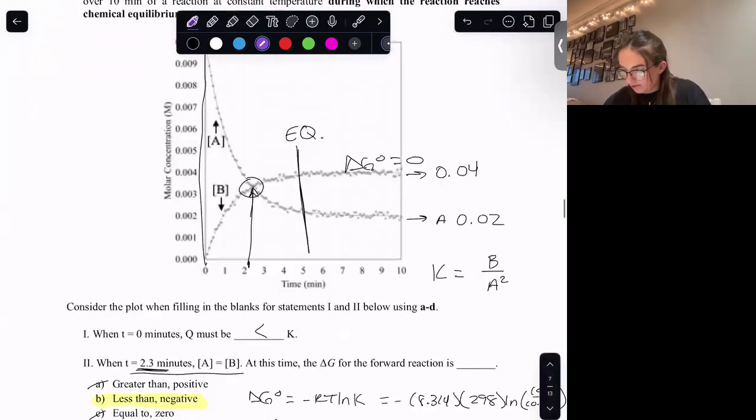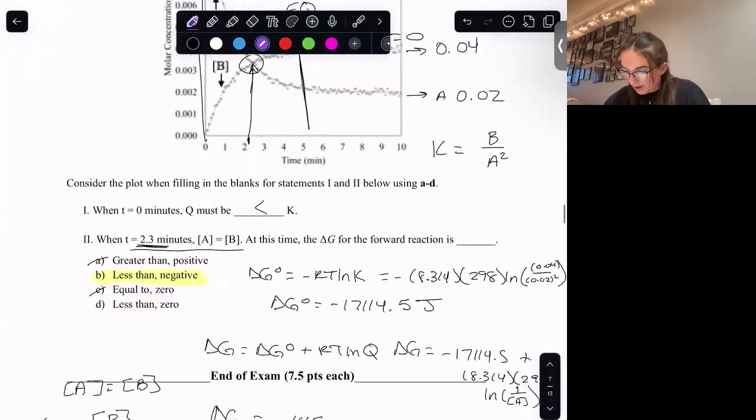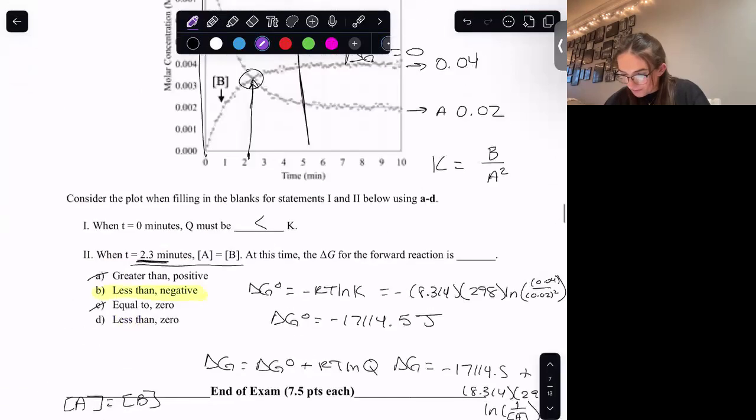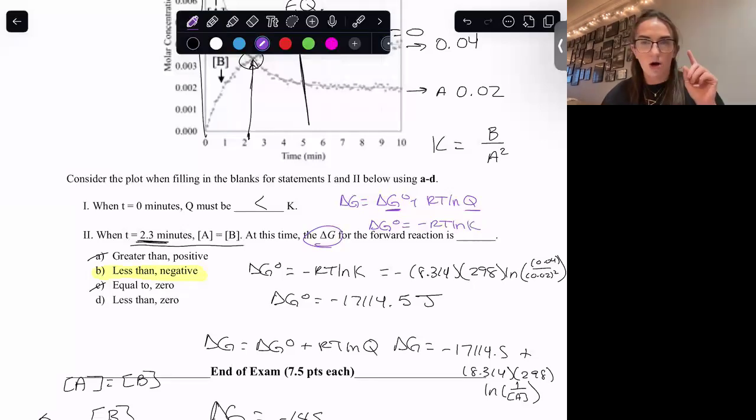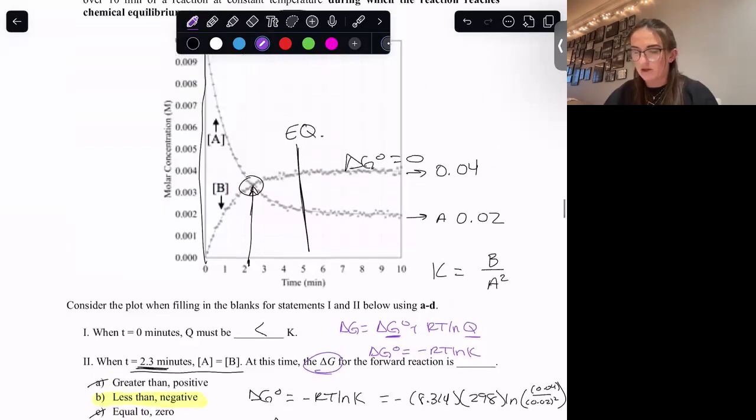For 16, we did that at the very end yesterday, but it's asking for delta G. So we do know that delta G is equal to delta G naught plus RT ln of Q. So you need to solve for Q, and you also need to solve for delta G naught. Delta G naught is equal to negative RT ln of K. So it's using the same concept as question 1, but this time you're just using values that are given to you from a graph. So that's for 16.